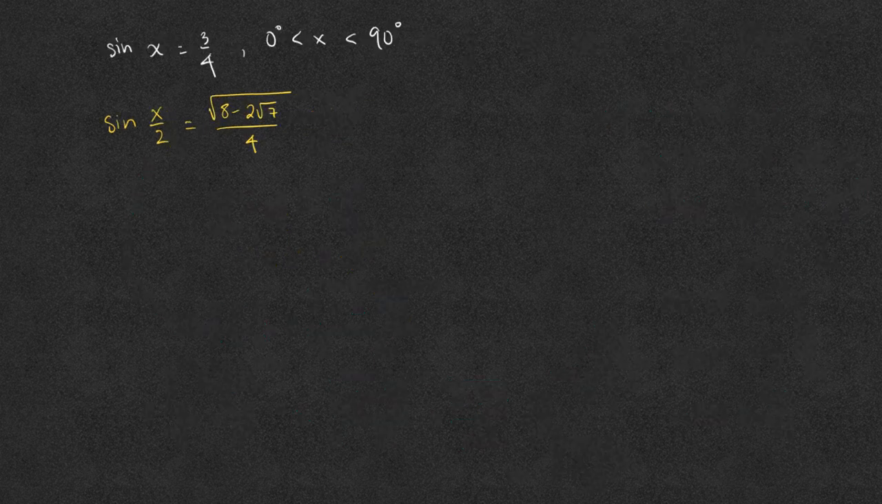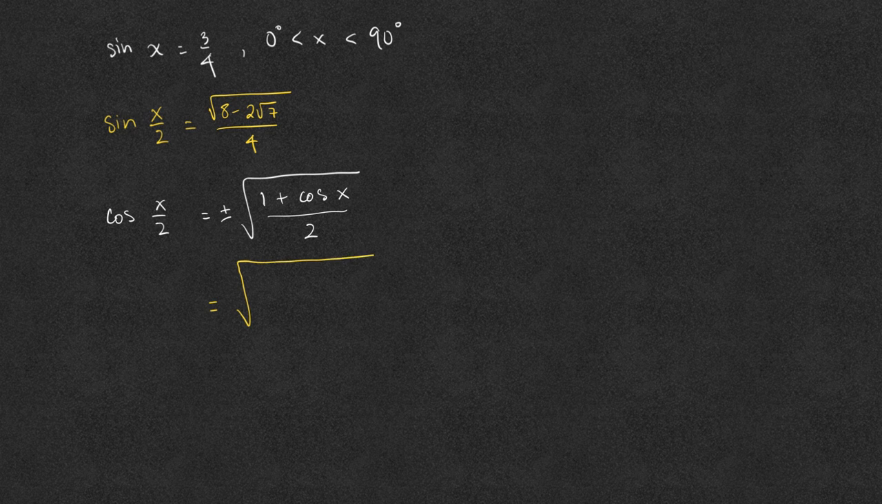We are given that sine of x equals 3 over 4, where x is in the first quadrant. We found that sine of x over 2 is the square root of 8 minus 2 root 7 over 4. To find cosine of x over 2, we can use the Pythagorean theorem, or we can still use the half angle formula. Cosine of x over 2 is plus or minus the square root of 1 plus cosine of x over 2. Remember that if x is in the first quadrant, then half of x is still in the first quadrant, where cosine is positive, so we do not need to write plus or minus.